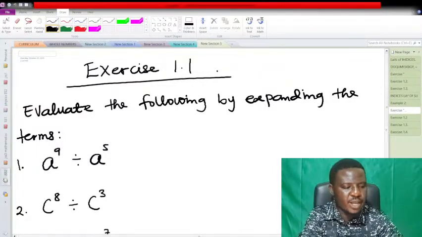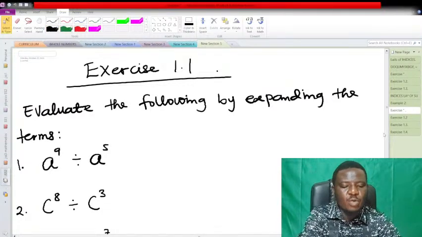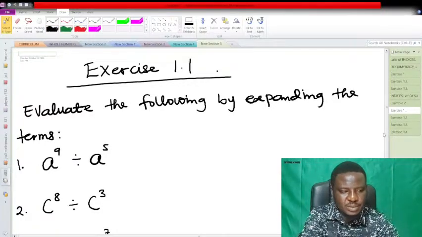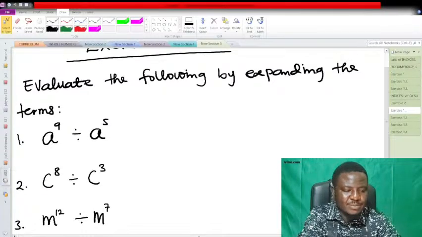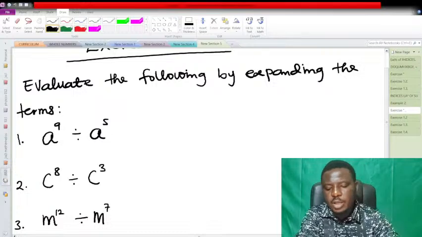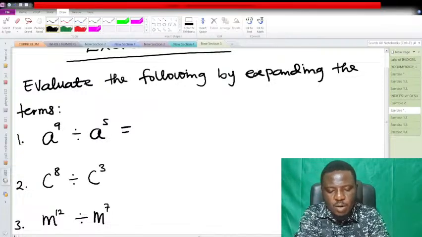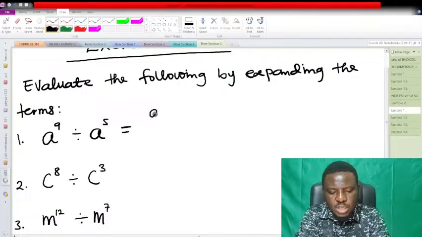So let's move ahead. So exercise 1.1, now we should evaluate the following by expanding the terms. By expanding the terms and not by the application of the laws of indices. Okay, so this now can be said to be equal to a raised to the power of 9 divided by a raised to the power of 5. This is going to give us a times 3.